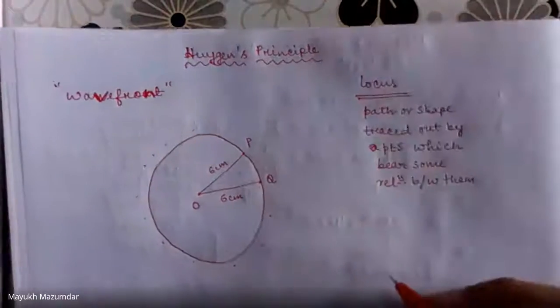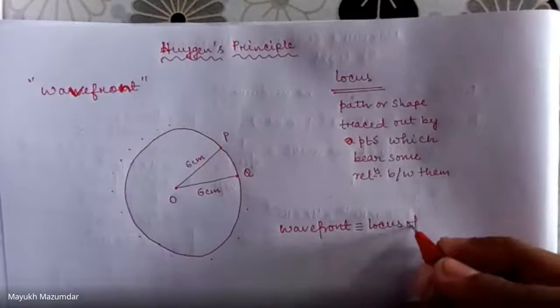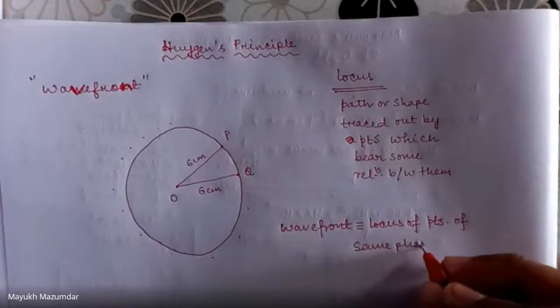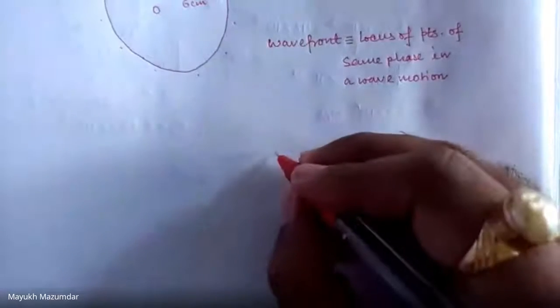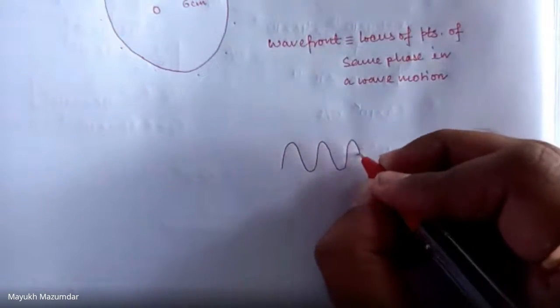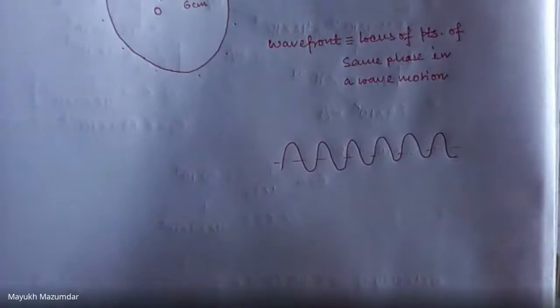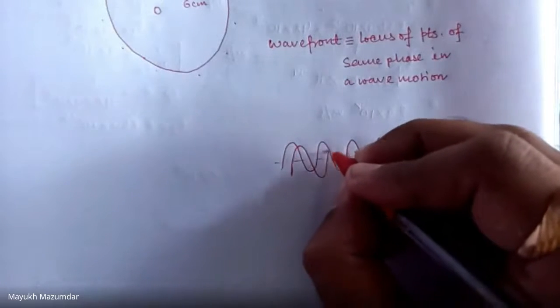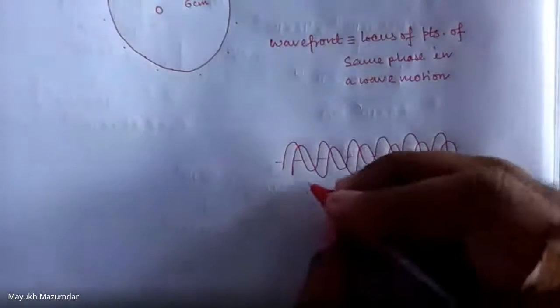So here, wavefront, what does wavefront mean? Wavefront is nothing but the locus of the points which are in the same phase, that is, the same state of motion in a wave motion. Very simple example, let me give you. Suppose it is a wave. Suppose it's a mean position. Let me draw another wave like this. Say another wave.